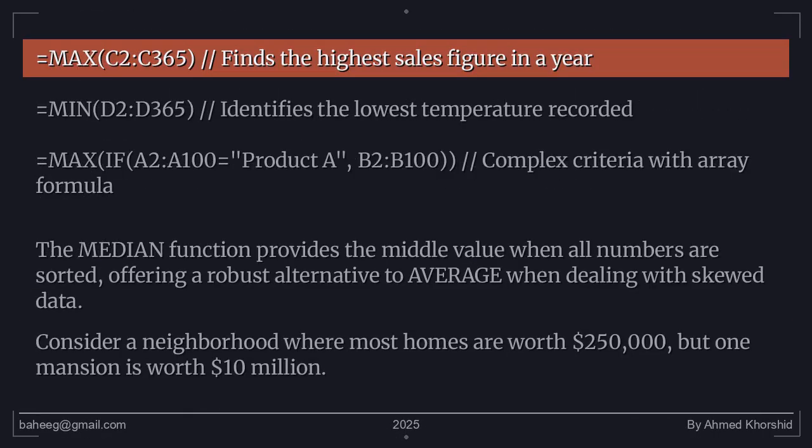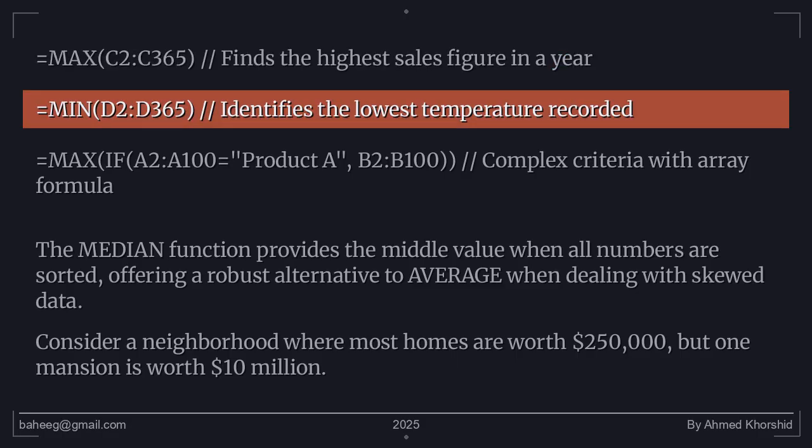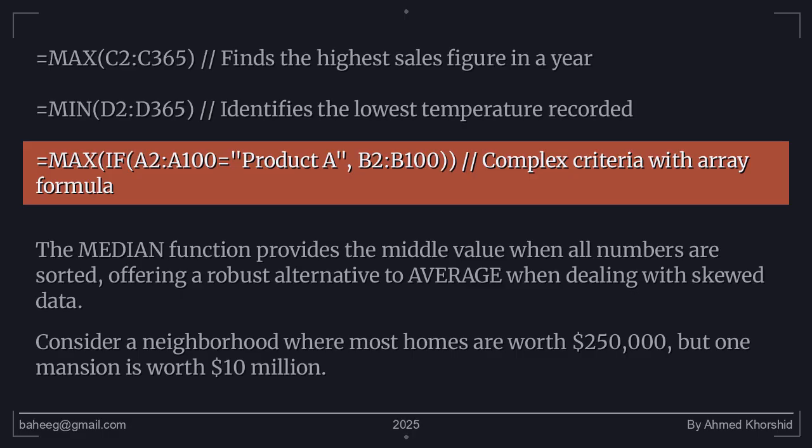MAX(C2:C365) finds the highest sales figure in a year. MIN(D2:D365) identifies the lowest temperature recorded. MAX(IF(A2:A100=product, B2:B100)) handles complex criteria with an array formula.